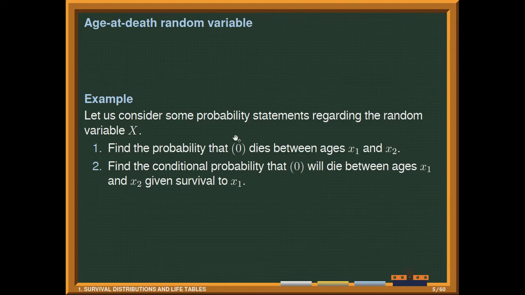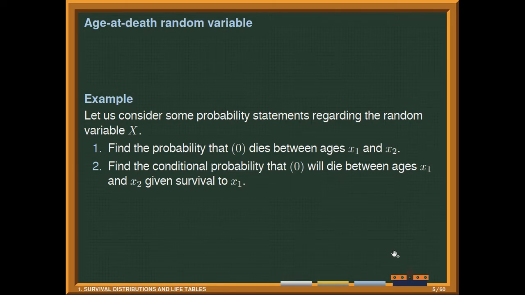Now, let's try to illustrate how this random variable X can be used in terms of probability statements. For instance, the first one, we want to find the probability that a newborn dies between ages small x1 and small x2. And number 2, we would like to find the conditional probability that a newborn will die between ages x1 and x2 given survival to small x1.